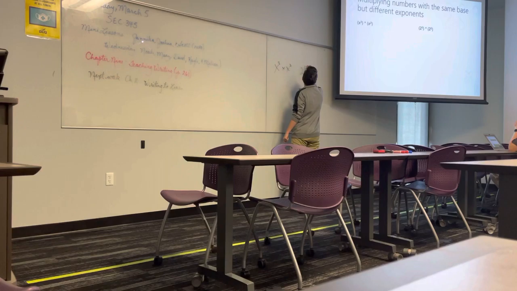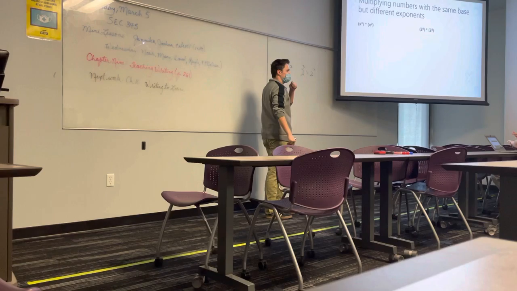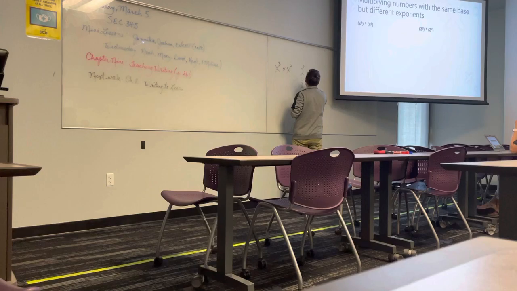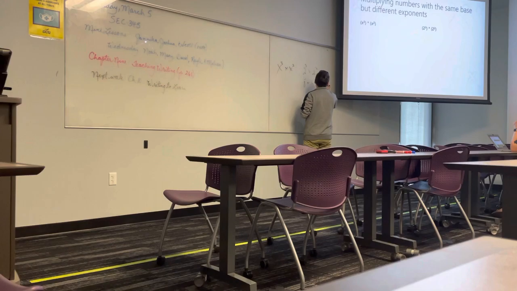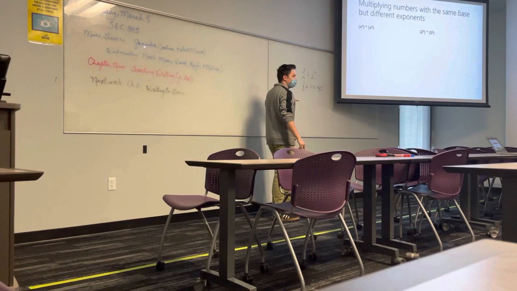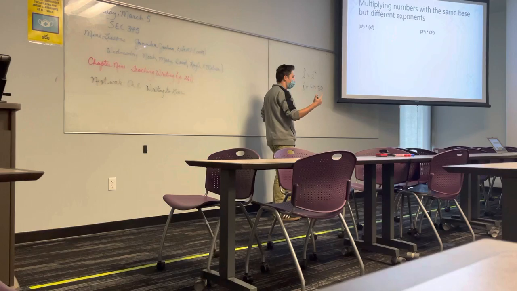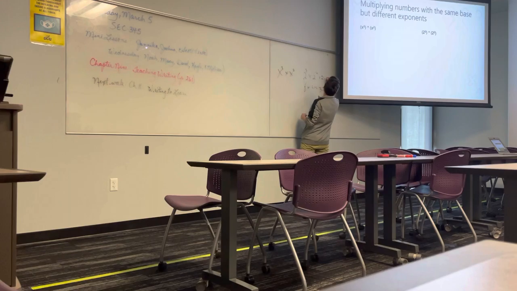Okay, does anyone know what 2 cubed is? 8, right? And 2 squared? 4. Right. And then 8 times 4, we all know that, right? Okay. Does anyone know 2 to what power equals 32? You just multiply 2 until you get 32, right? 2, 4, 8, 16, 32. So it'd be 2 to the 5th power.